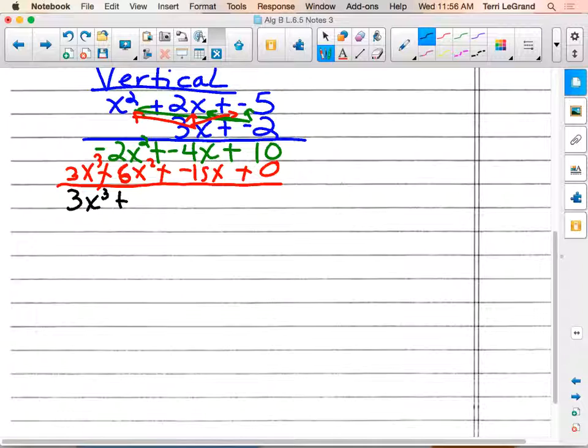Plus, what's a negative 2x squared plus a 6x squared? 4x squared. Plus, I should try and stay in line here. Negative 4x plus negative 15x. Negative 19 squared. Or negative 19x. Oh, we're adding, not multiplying, yeah. Those stay x's. And then plus 10. Okay? Can we leave our answer like that? No, that's not how we're going to see it in that answer bank.